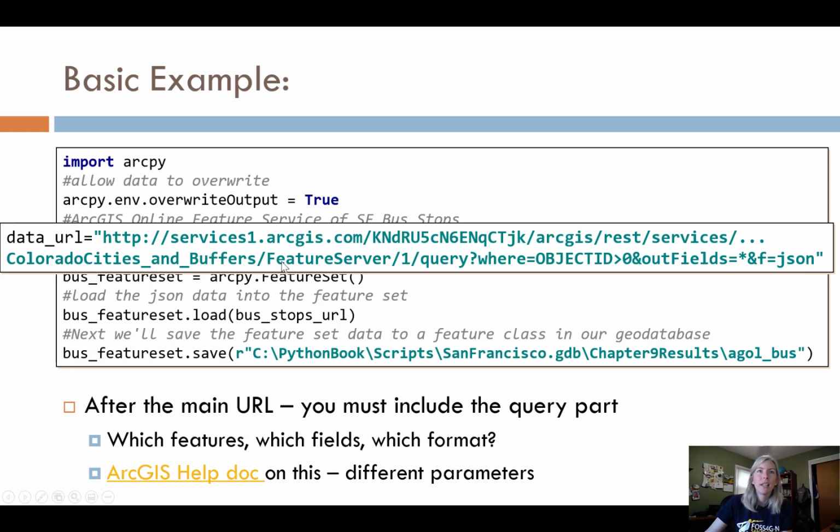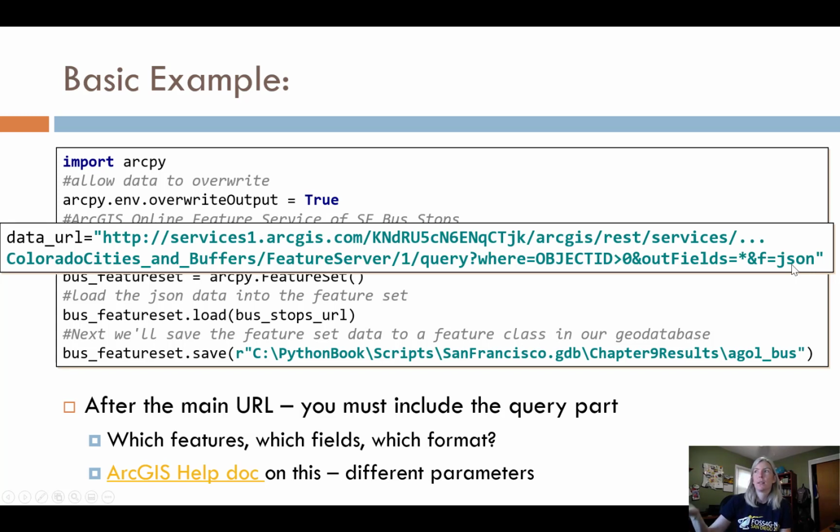So here we are taking this feature service. We're getting the number 1 layer in the service because it contains 2 layers. So we're getting the number 1, and then we're querying it to tell it what features we want to get out of it. We want everything where object ID is greater than 0. So that's everything. We are querying what fields or columns in the table we want to get. We're doing equals asterisk. So that's getting everything. And then F equals JSON.